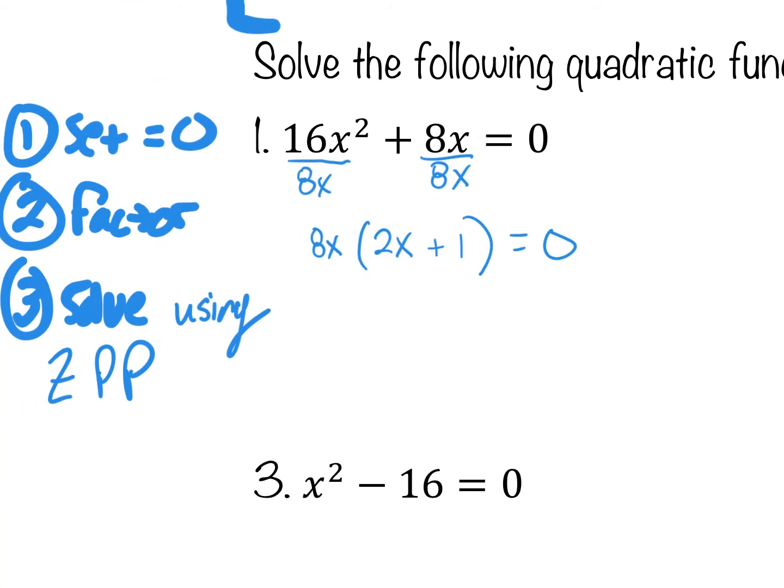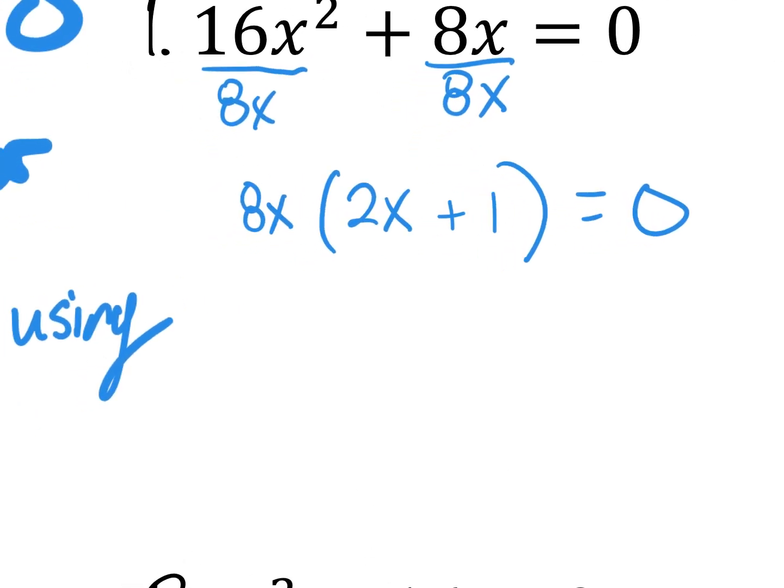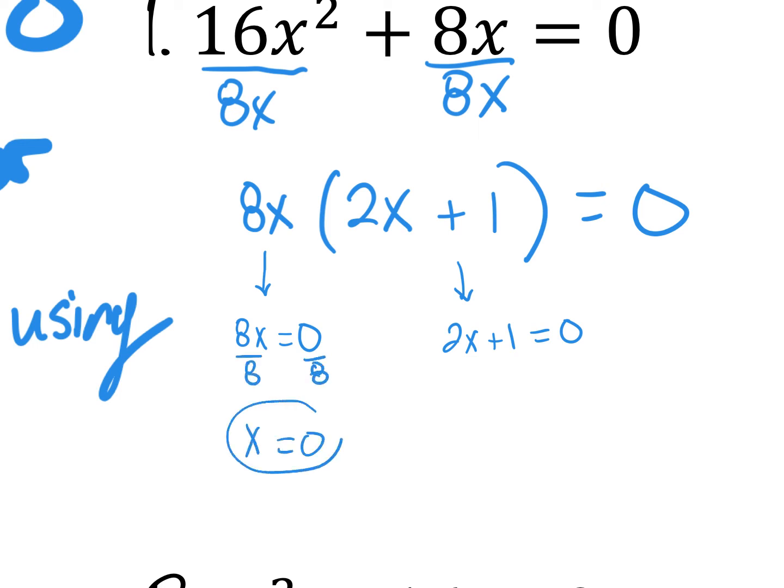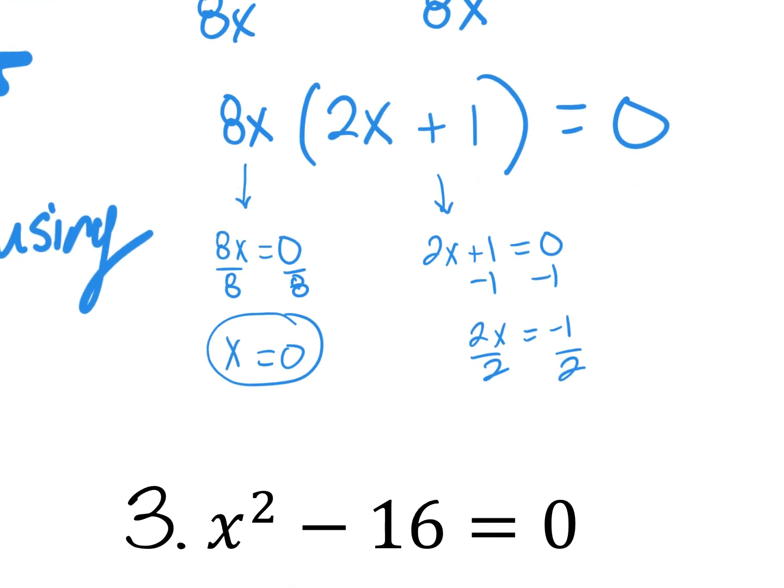So now that it's factored, we can use the zero product property to solve. And remember, we care about all the factors that have an x. So this 8x is a factor, okay? So we need to say 8x could equal 0. 2x plus 1 could also equal 0. So that's where we use our zero product property, and now we solve. Divide by 8 here, and I would get x equals 0. And divide by 2, and I would get x equals -1/2.